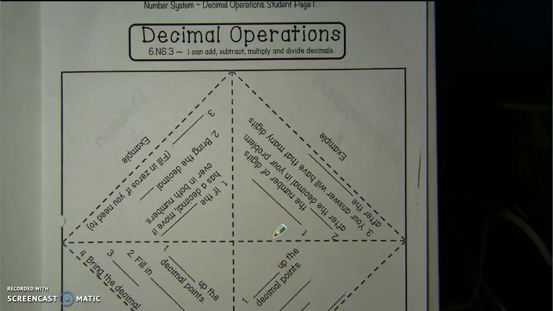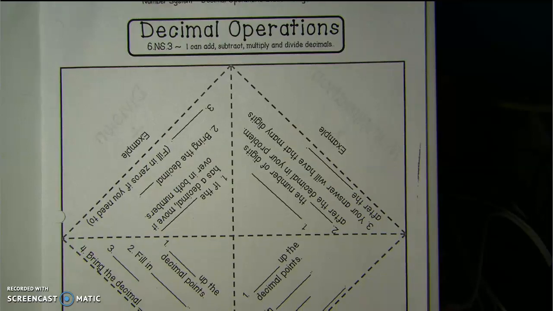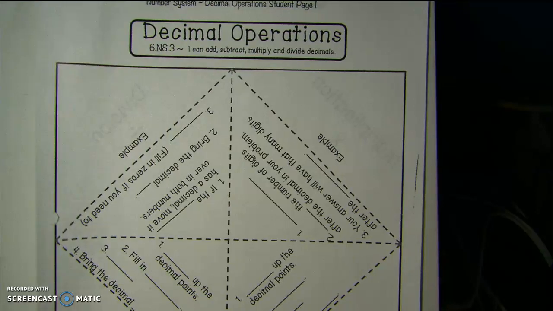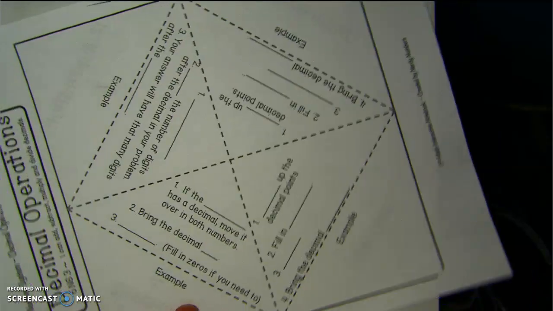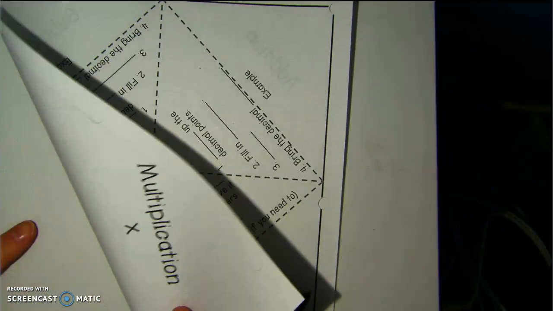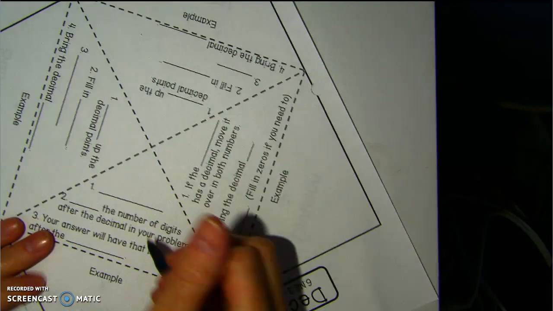Okay, today is Friday, November the 6th, and we are starting a new foldable on decimal operations before we continue with rates. If you're working from home and you do not have this foldable, you can just copy these notes down in your notebook. So let's look at the multiplication one. If you're in class, you've already cut this out, so you're ready to get your notes.